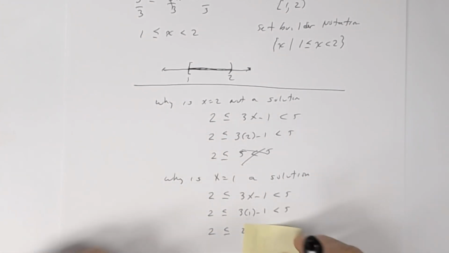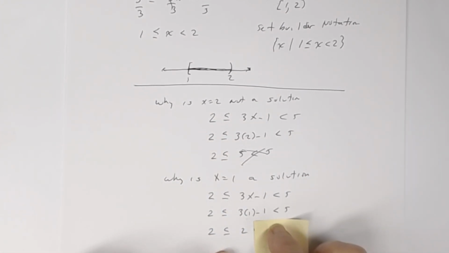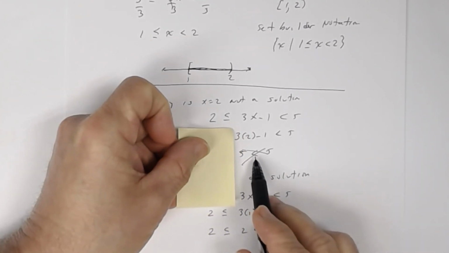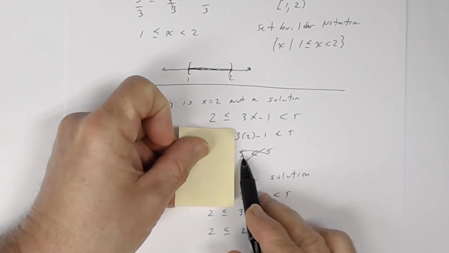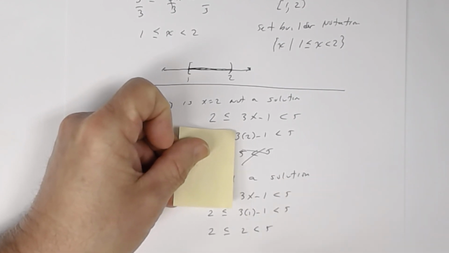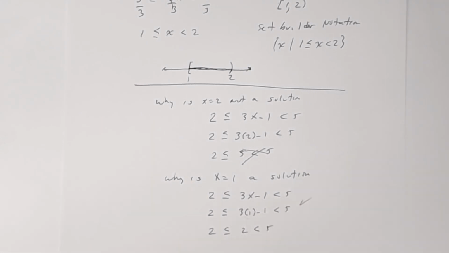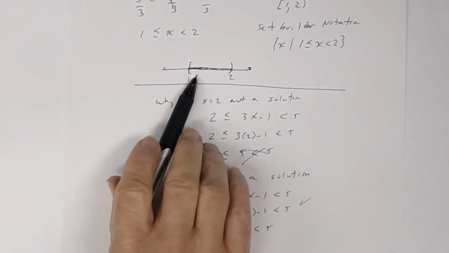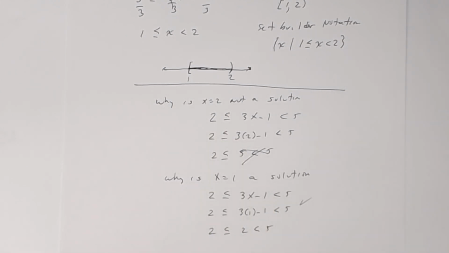All right, now let's get the other one. If I cover this part up, is that a true statement? Is 2 less than or equal to 2? Yes, it's equal to. You see, that equal sign makes it a true statement. Here, there was no equal sign. It strictly said that 5 is less than 5. Well, that's not a true statement. 5 is not less than 5. 5 equals 5. So that's why 1 is a solution and 2 is not a solution. So that's why you see a bracket over 1, parentheses over 2.